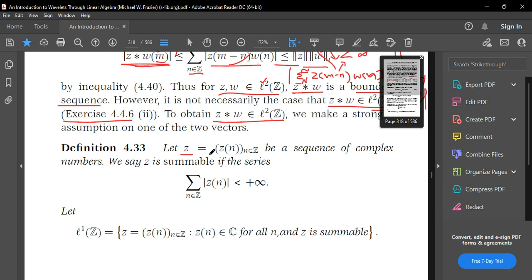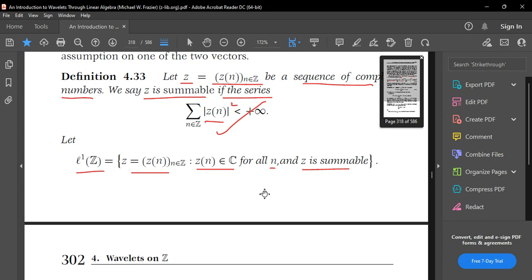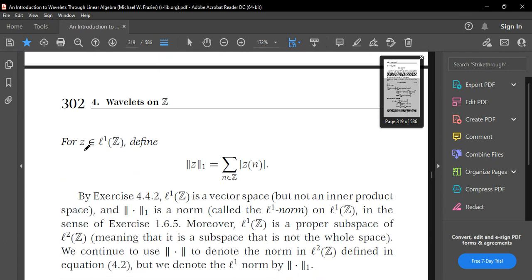For this, z can be represented by z of n, n belongs to z, a sequence of complex numbers, and z is summable. Earlier we saw what is square summable; now it is summable if the series summation over n belongs to z of mod z of n is finite. Earlier there was a square, but in this case L1 of z is the set of sequences of complex numbers such that each component belongs to the complex numbers and z is summable. Summable means this summation will be finite. This z belongs to L1 of z, and we define the norm of it: norm z 1 is equal to summation over n belongs to z of mod z of n, analogous to the earlier part.